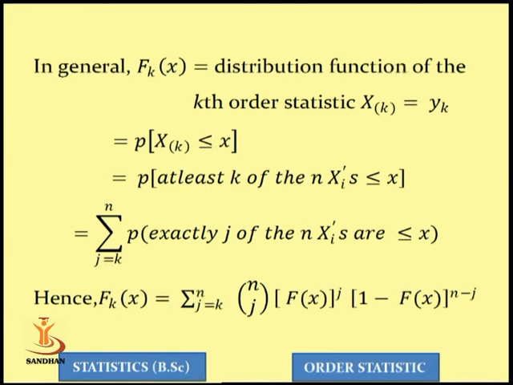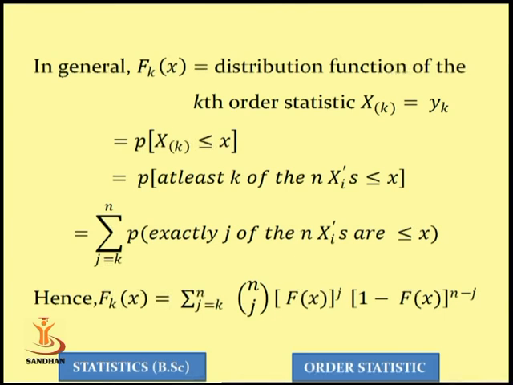Hence this distribution function for the kth order statistic we can denote using a binomial law. The probability of any Xi being less than x is nothing but the distribution function capital F. And the observation not being less than x has probability 1 minus F(x). Now using the binomial distribution, out of n, if j of them are less than x, I have nCj combinations, and for any observation being less than x, my probability is capital F(x).